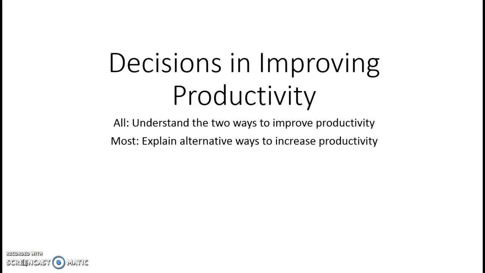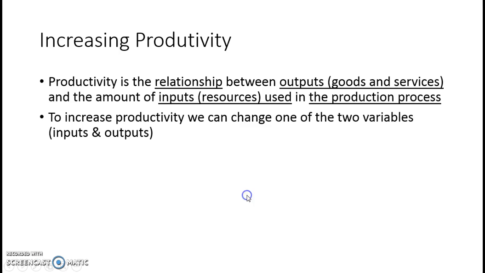Okay, this PowerPoint supports the business and economics level one. This is continuing on from productivity, leading up to our first internal assessment. So this time we're looking at decisions that producers make in improving their productivity. So we're thinking about two ways that they can improve productivity, and alongside that, it's the alternative ways to increase productivity, aside from specialisation and division of labour that we looked at in the past.